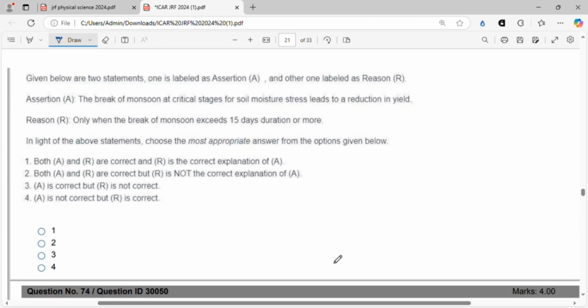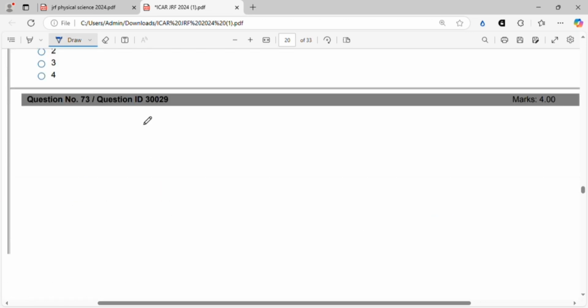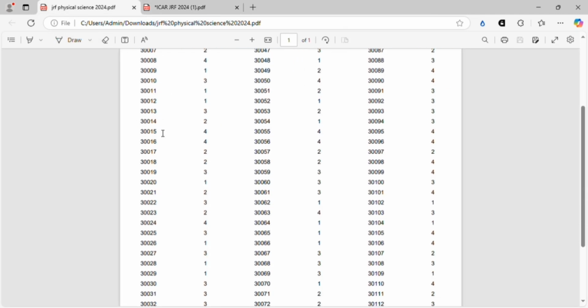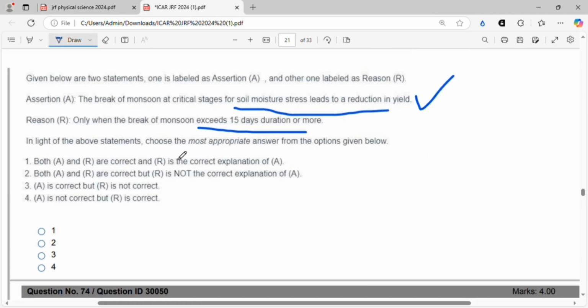Given below are two statements, another assertion and reasoning type of question. And let's see, we have to read the question very carefully. The break of monsoon at critical stages for soil moisture stress leads to a reduction in yield. This is absolutely true because break of monsoon will break the supply of water, and at critical stages, water is very important. So it will, of course, lead to reduction in yield. True. Only when the break of monsoon exceeds 15 days duration or more. I think yes. Only when the break of monsoon exceeds 15 days duration or more.